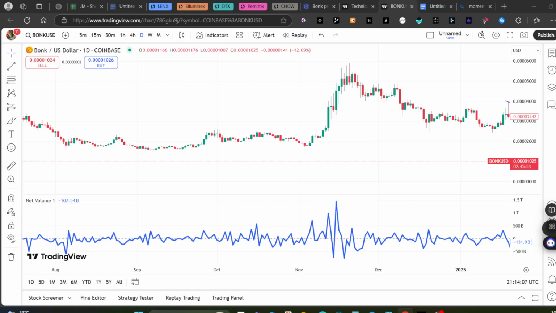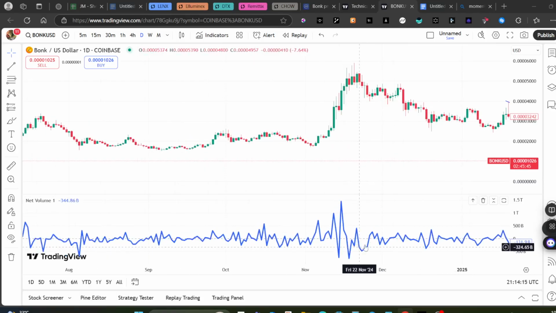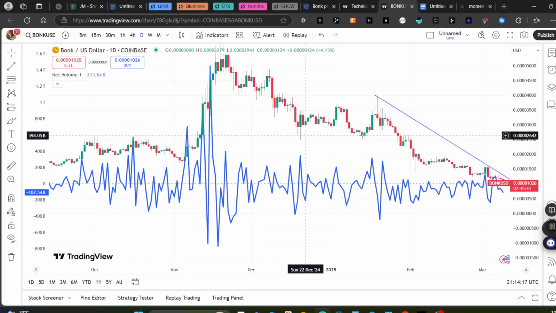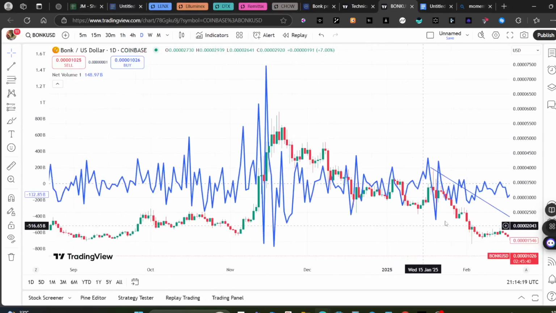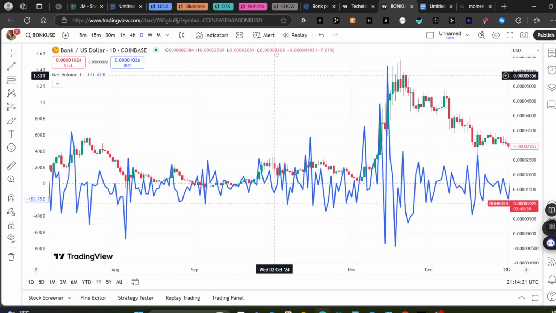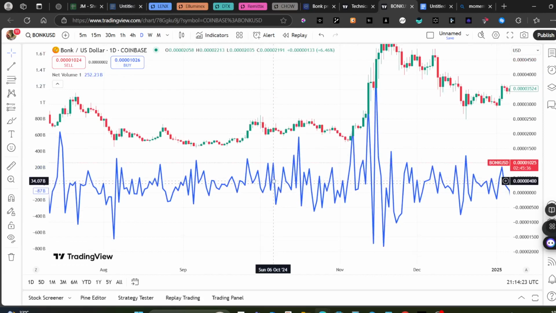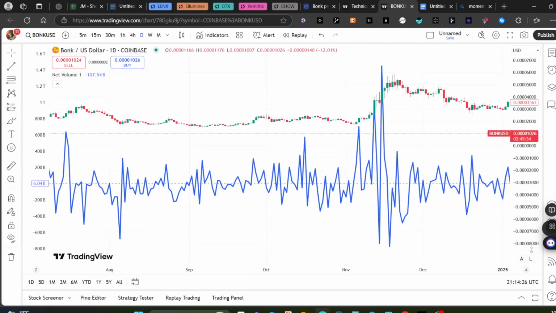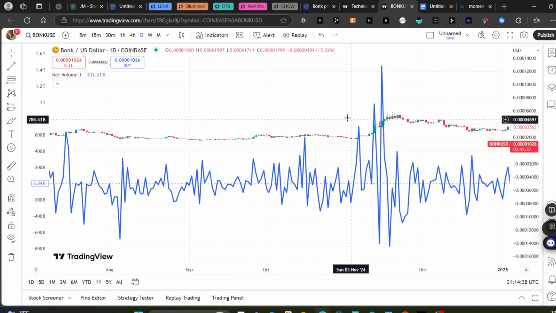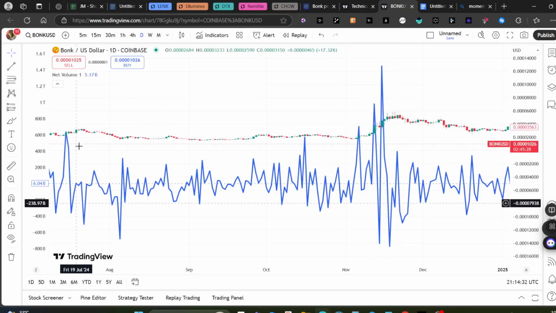All right. So, what exactly is the net volume indicator? Well, the net volume indicator is a tool that shows the difference between buying and selling volume over a given period.